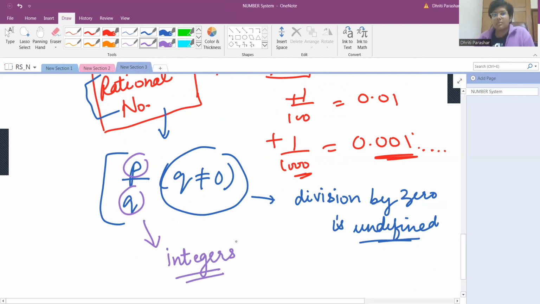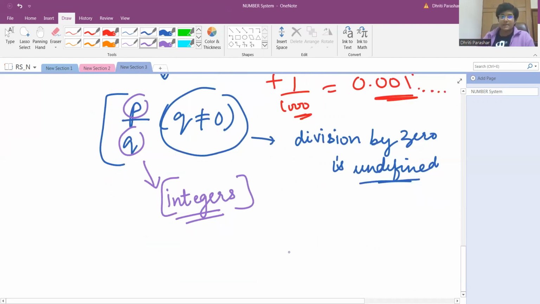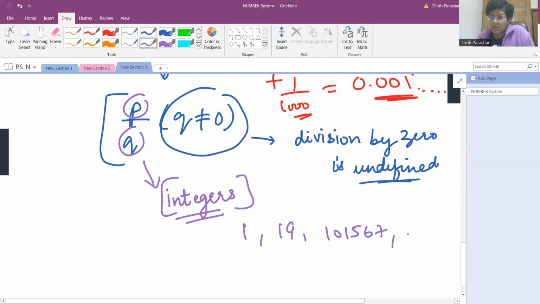Now here we come across another category, integers. Integers are basically the positive and the negative form of natural numbers plus 0. So the natural numbers include 1, 2, 3, 4, 5, 6, 7. All these are natural numbers.